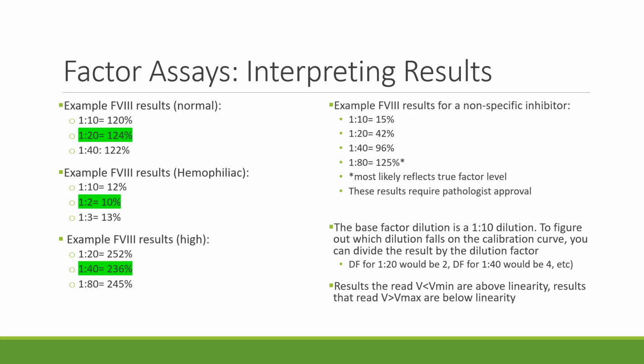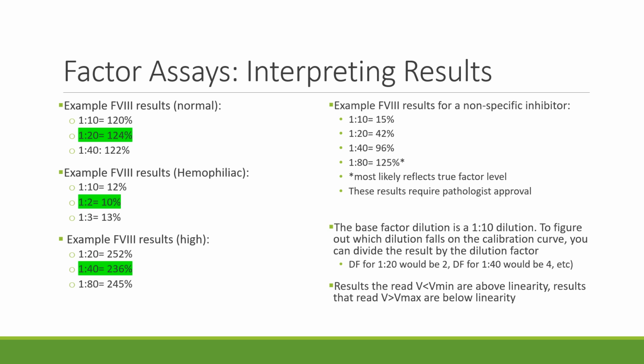But if you have a dilution factor of 20, you would divide the result by 2. So 124 divided by 2 is going to be 62. 62 would fall on the calibration curve, because remember, our calibration curve is 110 to 7. 120 would be too high, so it would fall outside of the linearity of that calibration curve.